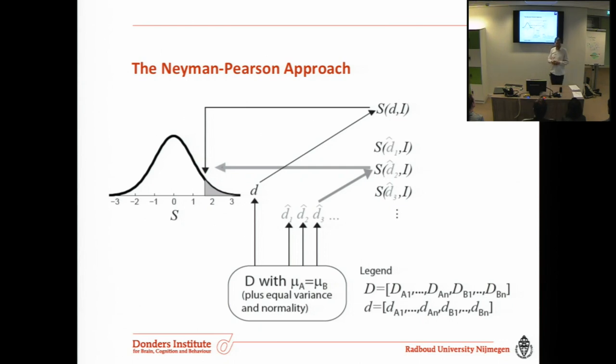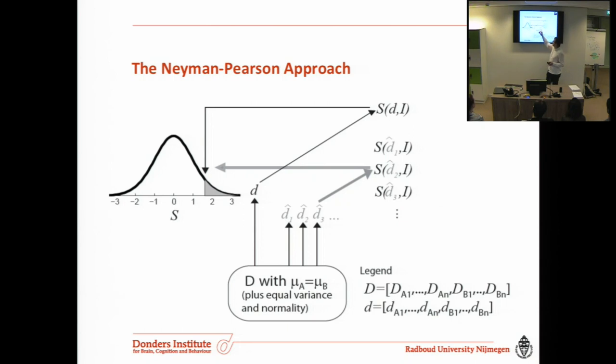The statistician conceptualizes a hypothetical experiment where he replicates the original data under the null hypothesis. So every time he taps, he gets a new realization of 2 times n normally distributed random variables, equal variance, and then he puts them into a t-statistic, and that t-statistic, because you have so many numbers, actually forms a probability distribution.